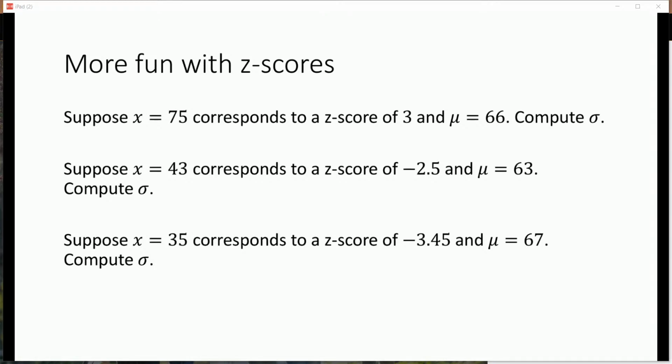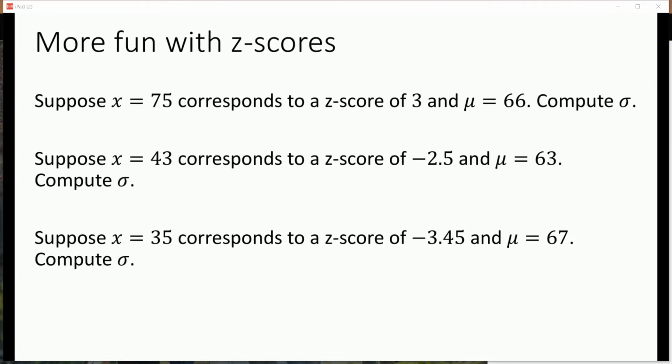Okay, so here's some more fun we can have with z-scores. I know you thought that we were done with z-scores, but here are a few more types of questions we could ask. And I think that these are on your homework. I can't remember if this is in your homework for today or some other time, but you'll have some questions like this. So let me do the first one, and then you'll do the other two.